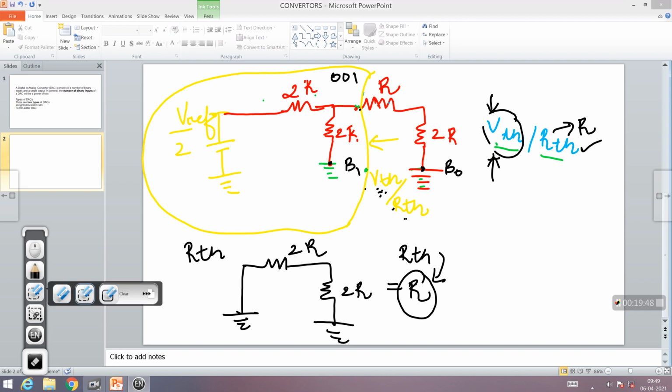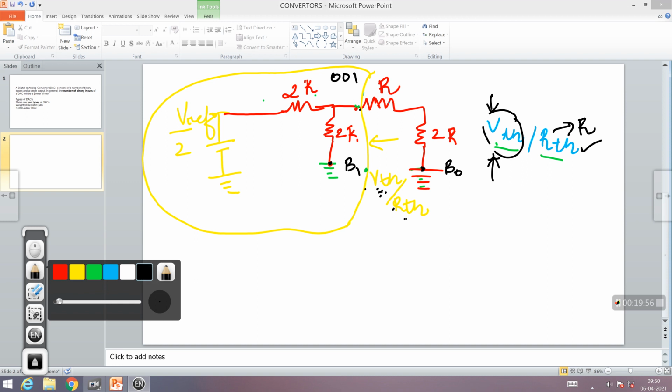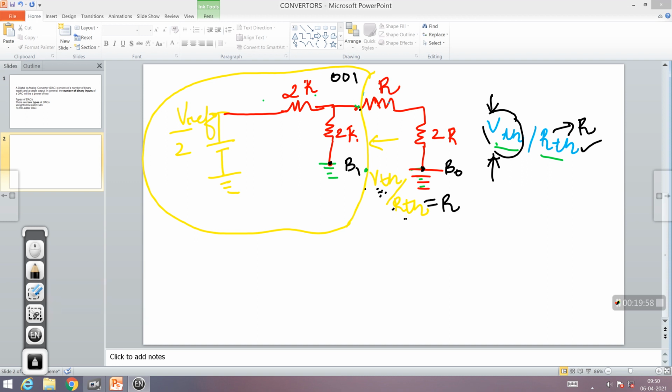I will erase this part. Okay. We know that our RTH is R. I'll write it down: RTH is R. Now next to find VTH, so I will redraw my circuit.